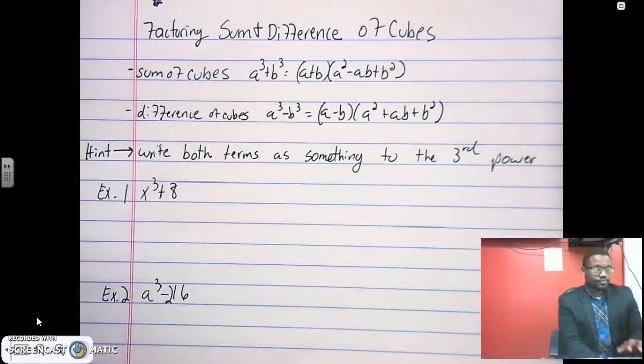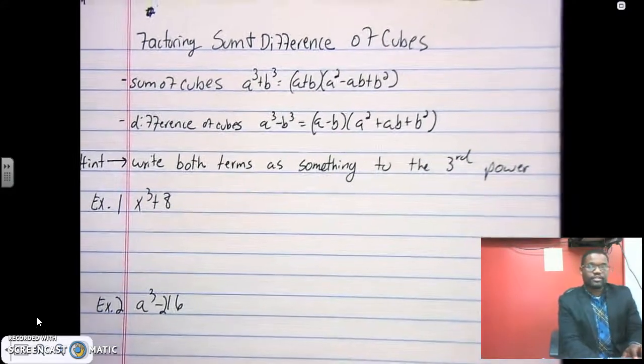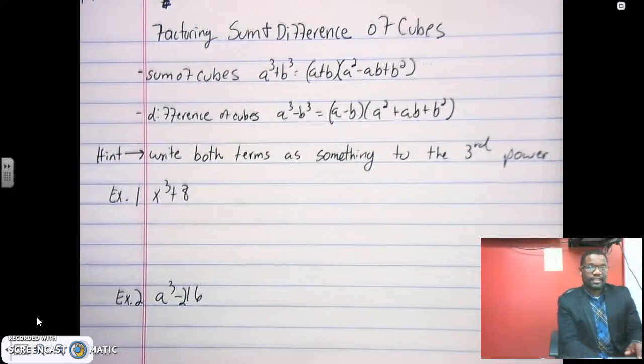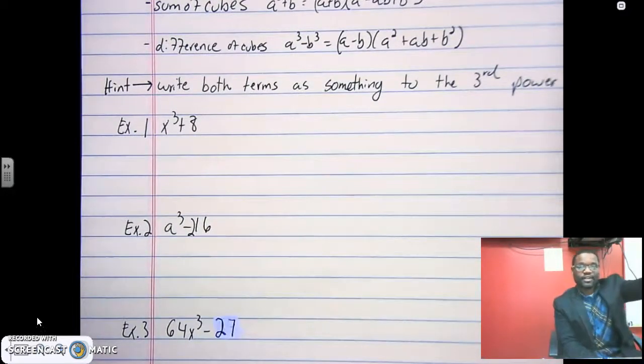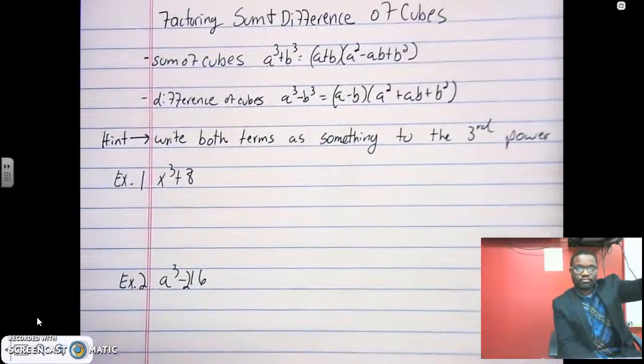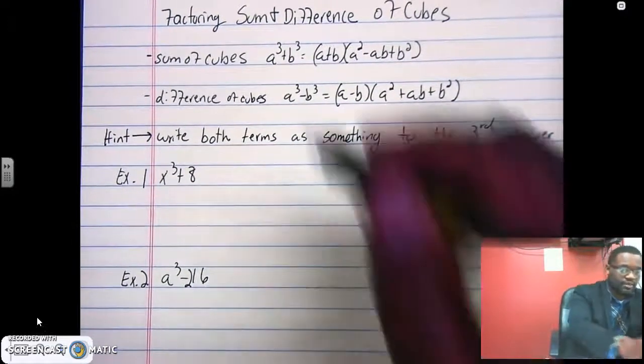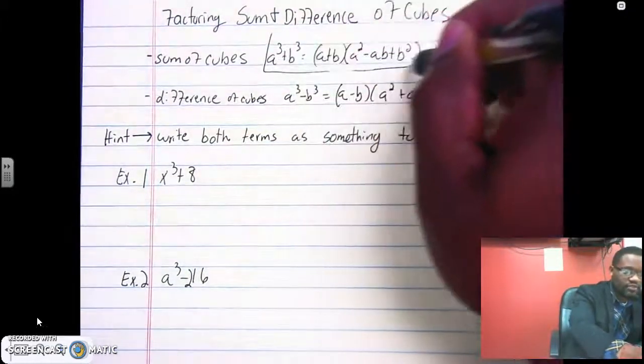And so here we have a situation where we need to be able to factor things that look like these examples here. All these examples here are what we're going to be working on. So here's what we need. You guys need to memorize these formulas here.